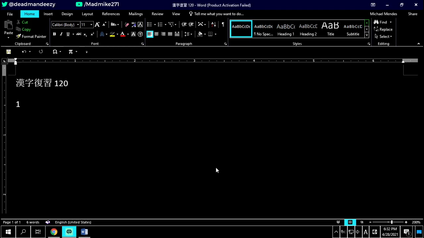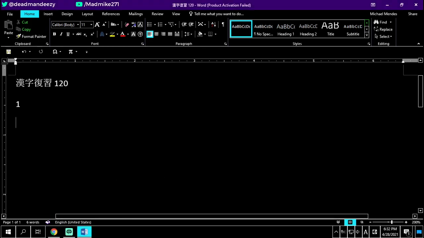If you need help writing the kanji, head on over to jisho.org. That's jisho.org. Get you some writing knowledge. Let's go ahead and get started.